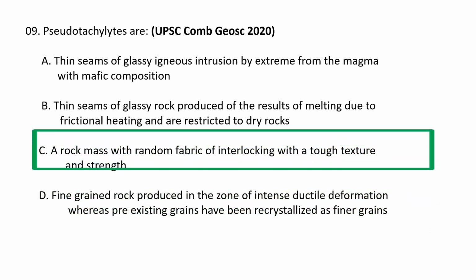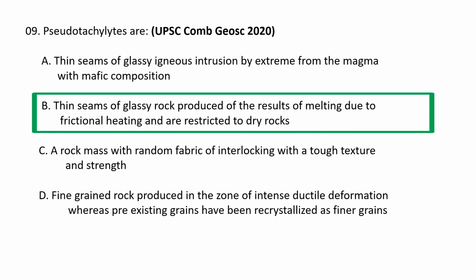So pseudotachylite is a dense cohesive rock that is composed of a dark glass or microcrystals, and it occurs as veins and often contains fragments of the host rock as the result of localized melting of wall rock by frictional heating, which is caused by fast fault sliding. So it includes thin seams of glassy rock produced due to melting from frictional heating, and these are restricted only to dry rocks. B is the correct option.